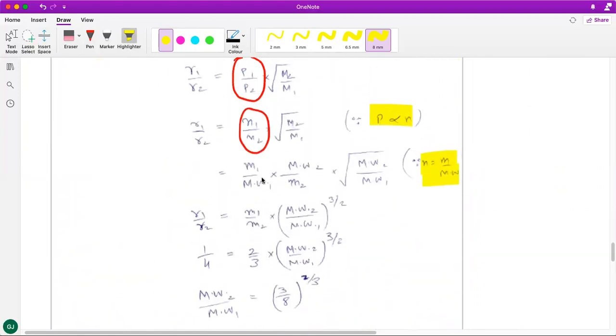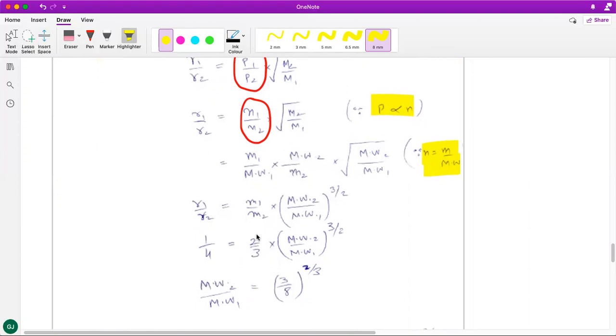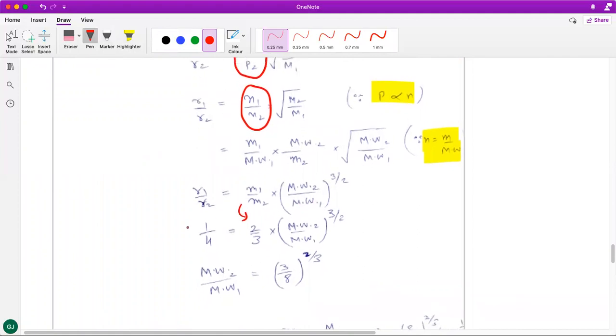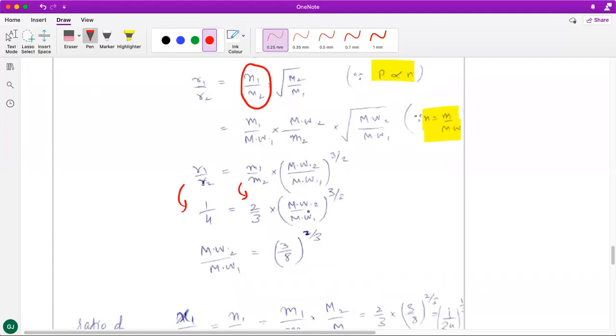Now as a consequence, I'm able to separate the mass terms on one side and the molecular weight terms on the other side. The mass is something which is given in the question itself, that the mass is in the ratio of 2:3, and the rate of diffusion is also given as 1:4. So from this, I got the ratio of the molecular weight. Molecular weight 2 upon molecular weight 1 is equal to 3/8 raised to the power of 2/3. I hope you understood the power calculation here: it is M2 by M1 raised to the power of 1, and it is M2 by M1 raised to the power of half.